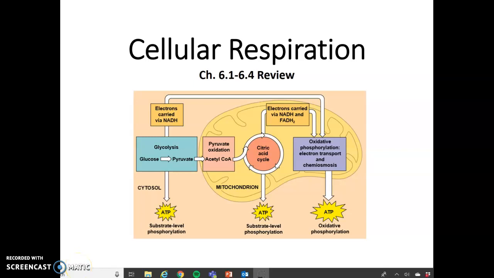Okay, so the last topic we're going to talk about in this unit is cellular respiration. Cellular respiration occurs in autotrophic and eukaryotic heterotrophic organisms as well. This gives you an overview of the process. It takes place in three main steps: glycolysis, then pyruvate oxidation and the citric acid cycle, and then the oxidative phosphorylation of the electron transport and chemiosmosis.